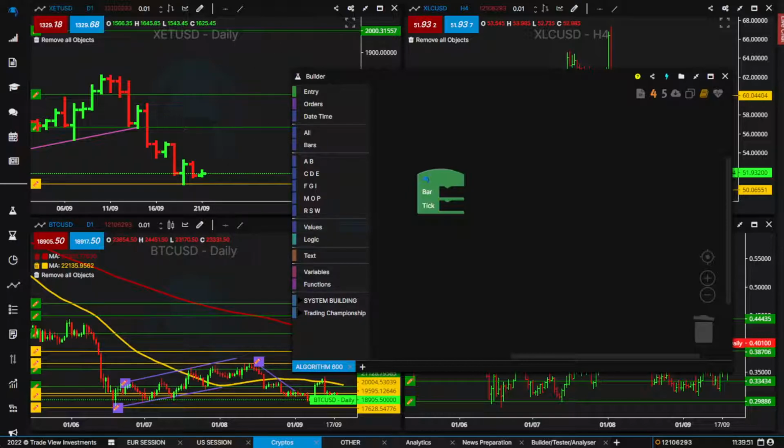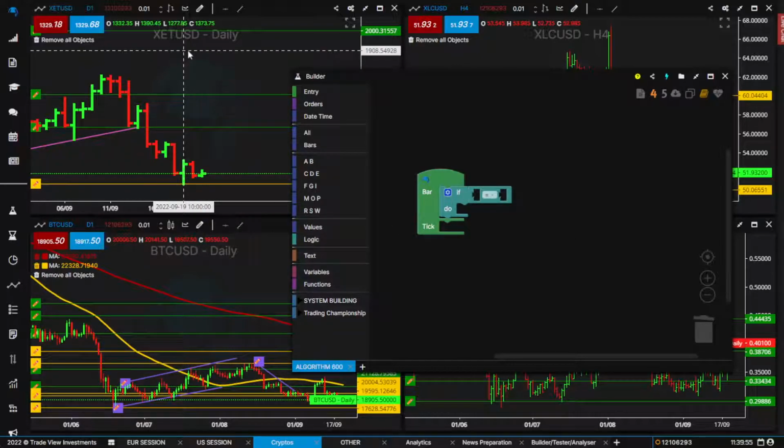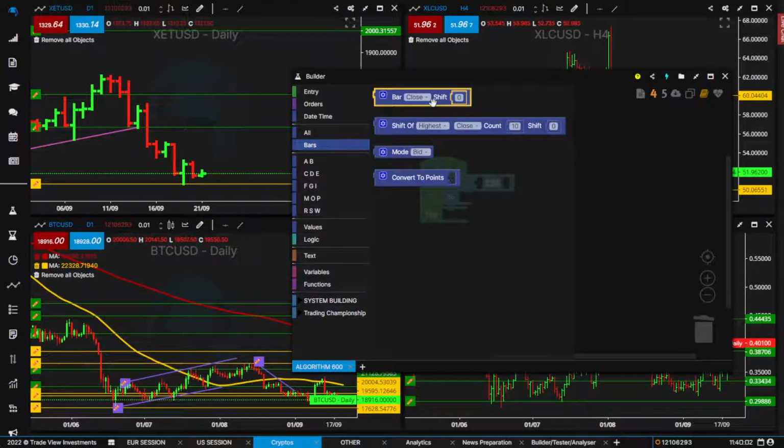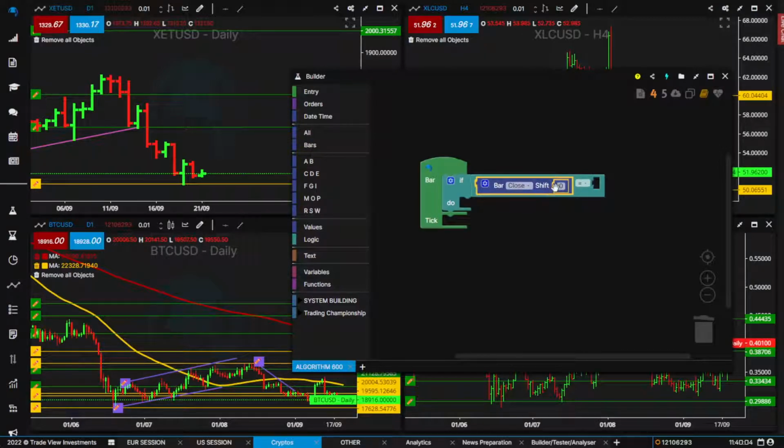What I wanted to draw your attention to straight away is the inside bar that we've just had printed on Ethereum. Inside bars are something which I do enjoy trading, and here is quickly how I would build something like an inside bar.